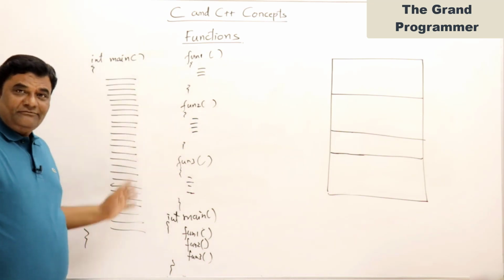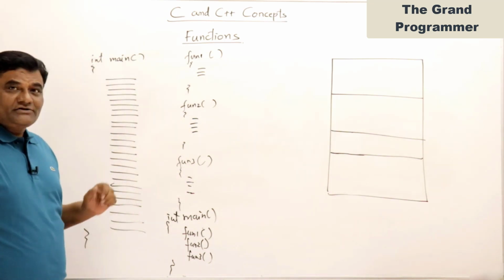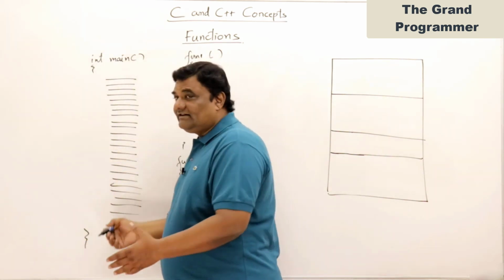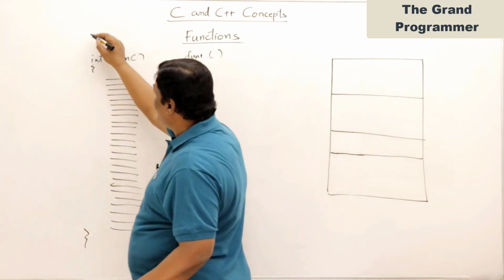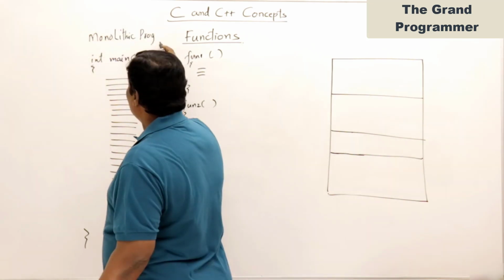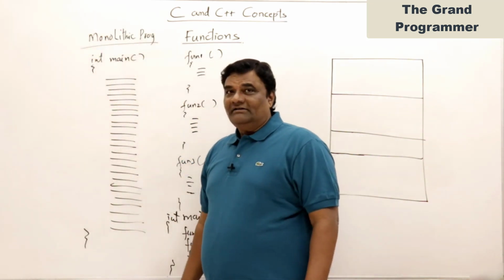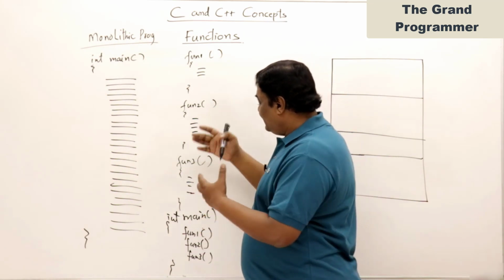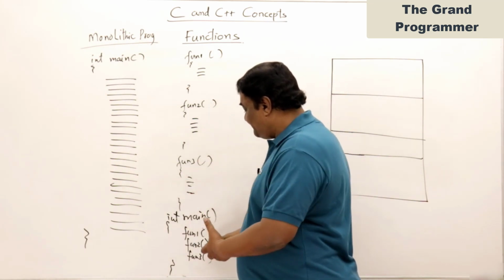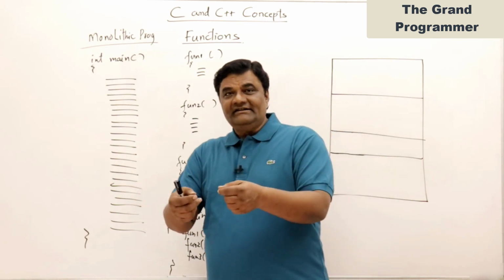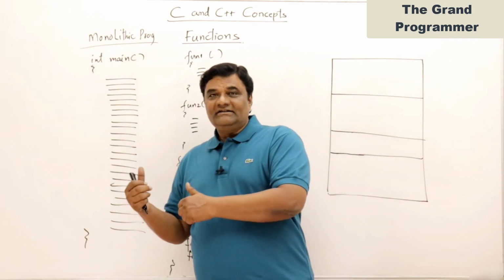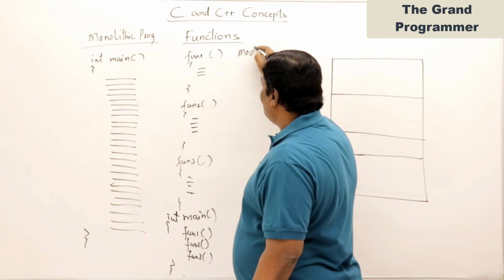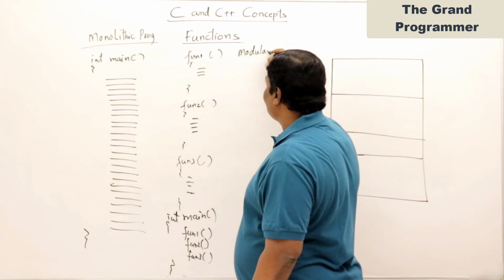If we follow the style of writing everything inside a single body, it is called monolithic programming. Now breaking a program into smaller pieces as functions and using those functions inside the main function, that is, integrating them all together, is another style of programming. This is called modular programming or procedural programming.